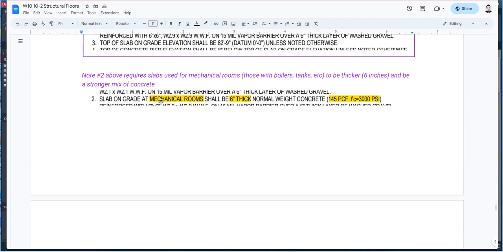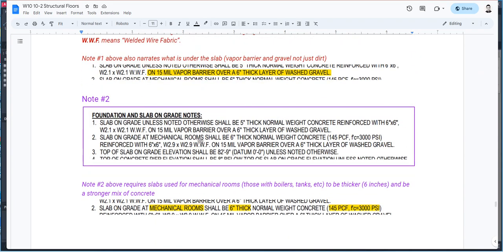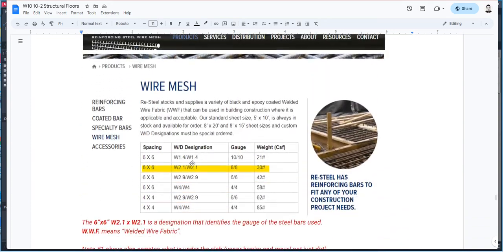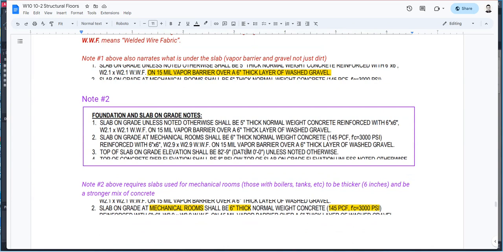Now, I think we do have a mechanical room for the elevator, and that would be the bottom of the elevator pit. So the bottom of the elevator pit is considered a mechanical room, and that mechanical room would have a thicker slab, 6 inches, and everything else is defined, like the vapor barrier and the reinforcement. You can see the reinforcement is different. W2.9 by W2.9, which is a heavier gauge reinforcement. 2.9 by 2.9 here is the gauge 6. Okay, so it's a little thicker, stronger, thicker concrete, but basically it has a vapor barrier and some gravel base.